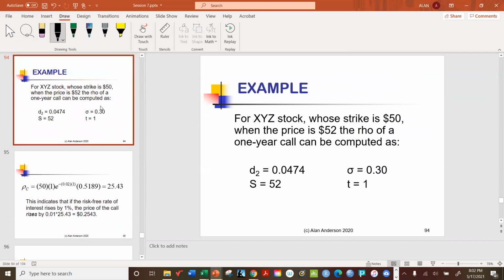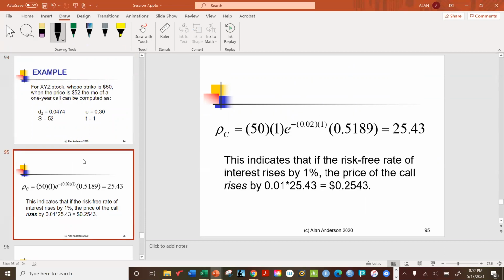All right, so using the exact same example we've been using all along, let's do some calculations. The call rho is 25.43. And you notice here, we're interpreting this similarly to the Vega. If there's a 1% change this time in the interest rate, the call goes up by 1% of this 25.43, or about 25.43 cents.